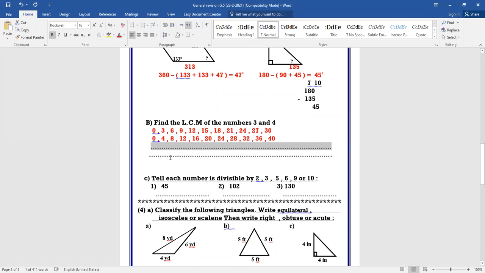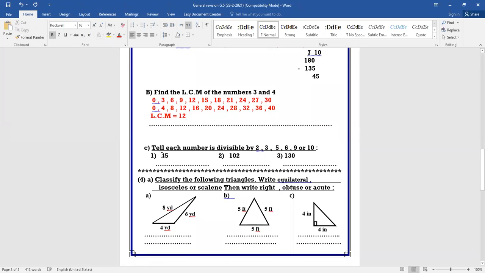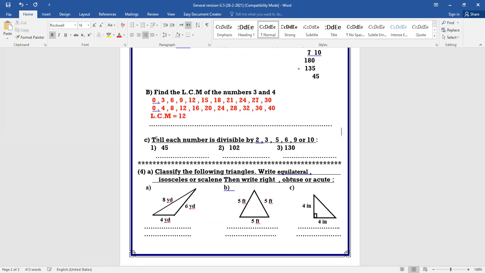Tell me, what is the least common multiple? What is the first number common between these two multiples? 12. Yes, the least common multiple equals 12. This is the first number common between the two multiples. Thank you. Okay, the next.